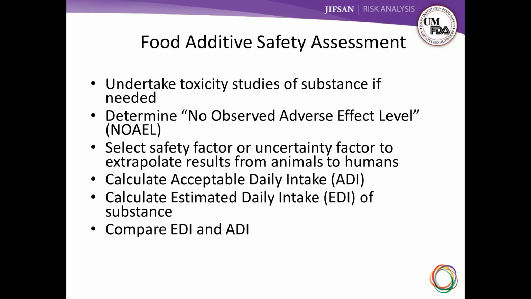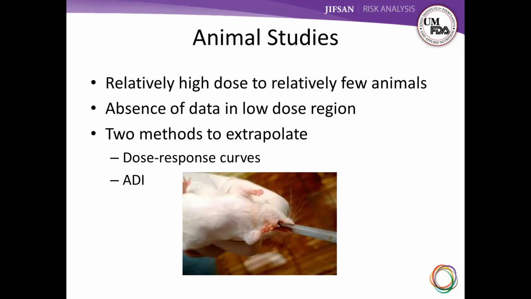When you have the NOAL and a safety factor, you can calculate the ADI, the acceptable daily intake, and then you would begin to calculate the EDI, the estimated daily intake, what people actually do consume, and then compare those two numbers in a simple ratio or fraction. So here's how we begin.